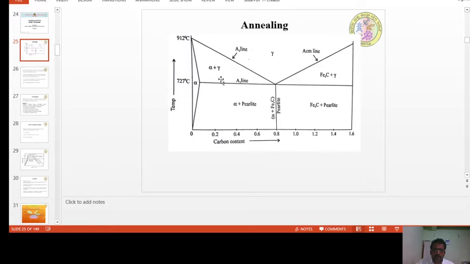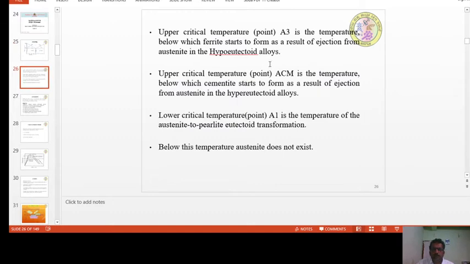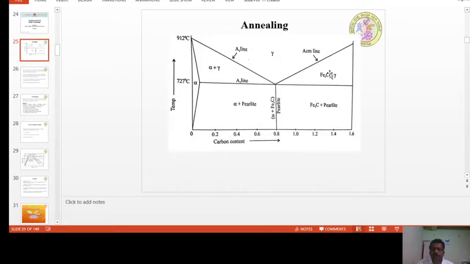As the temperature decreases, the solubility of carbon in iron decreases, and the excess amount will come out and results in the formation of alpha ferrite. The upper critical temperature ACM is the temperature below which cementite starts forming as a result of rejection from the austenite in the hypereutectoid steels. This side, formation of cementite.